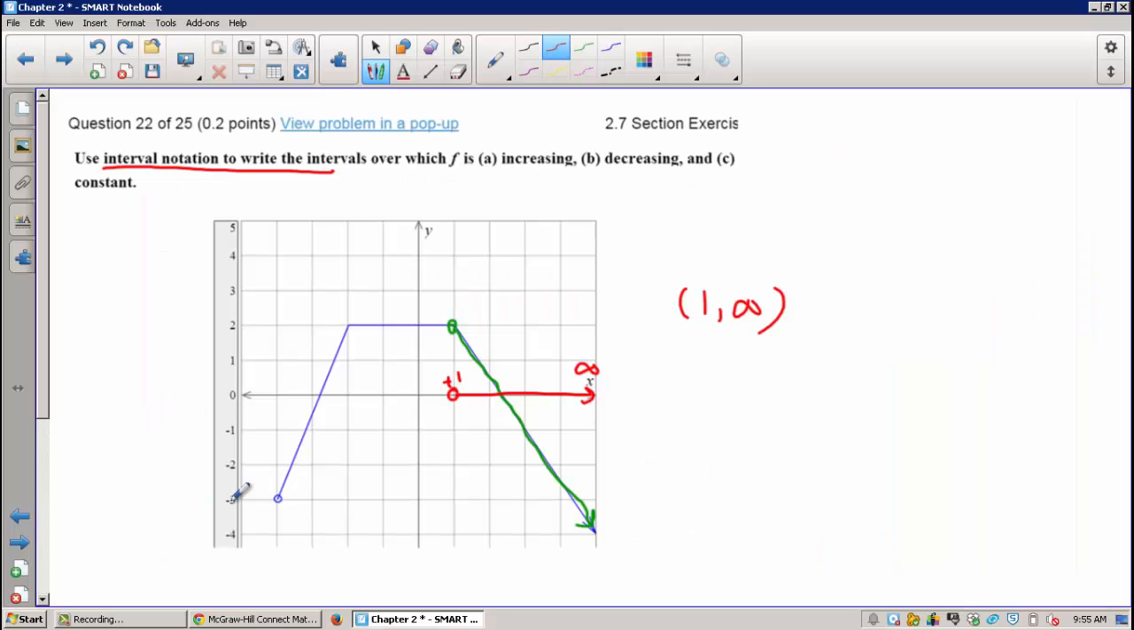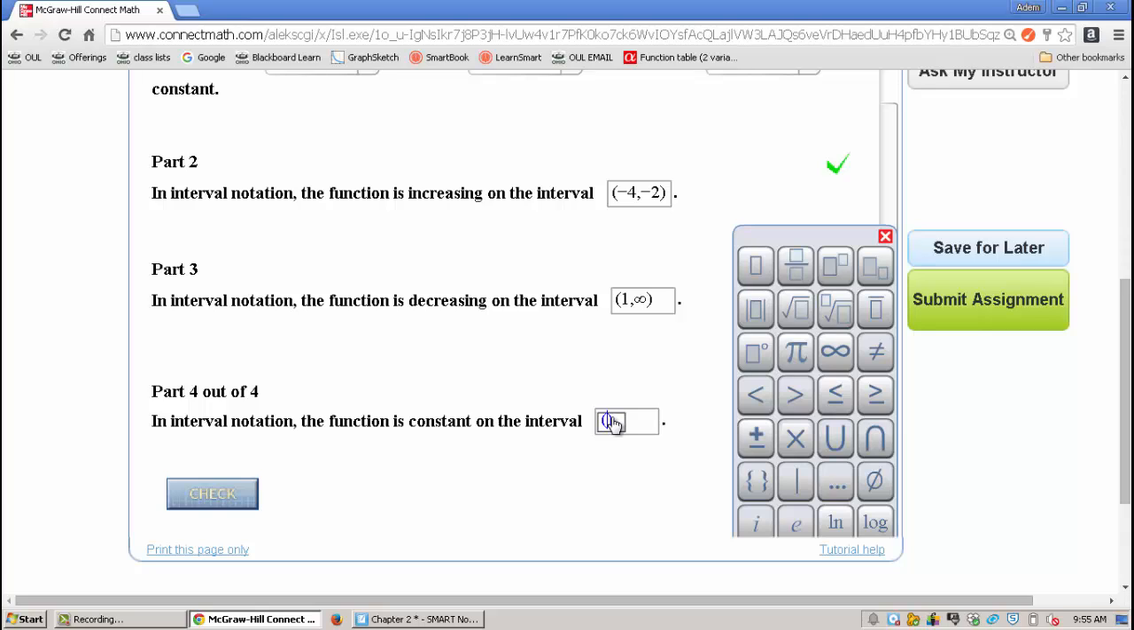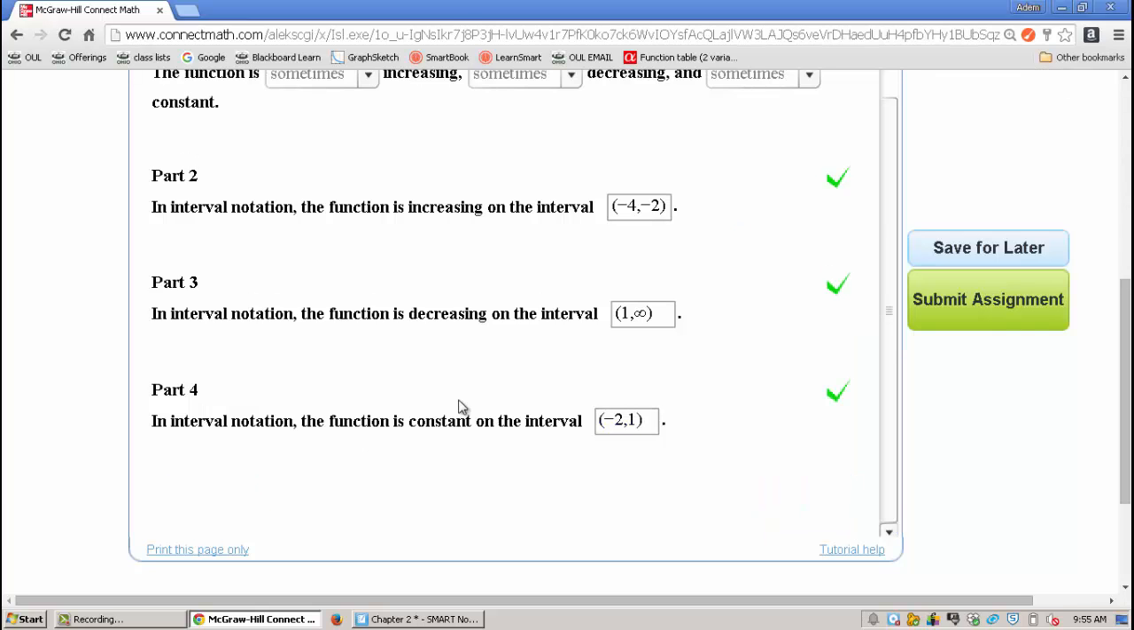Alright, where is it constant? The only part remaining we haven't covered is the middle part, so this is where it's constant. And when I smash this to the x-axis, I get the same image. On the x-axis, it starts at -2 and ends at 1, right? -2 to 1. Alright, this was it.